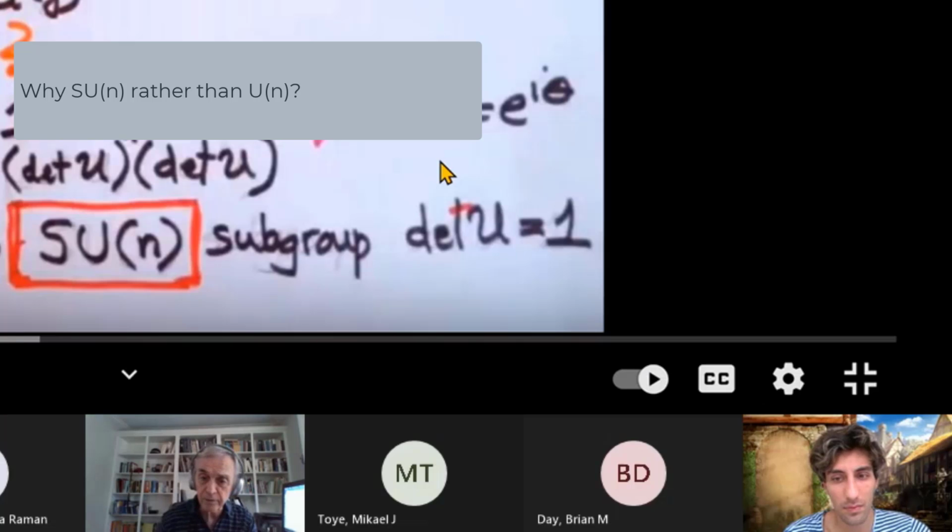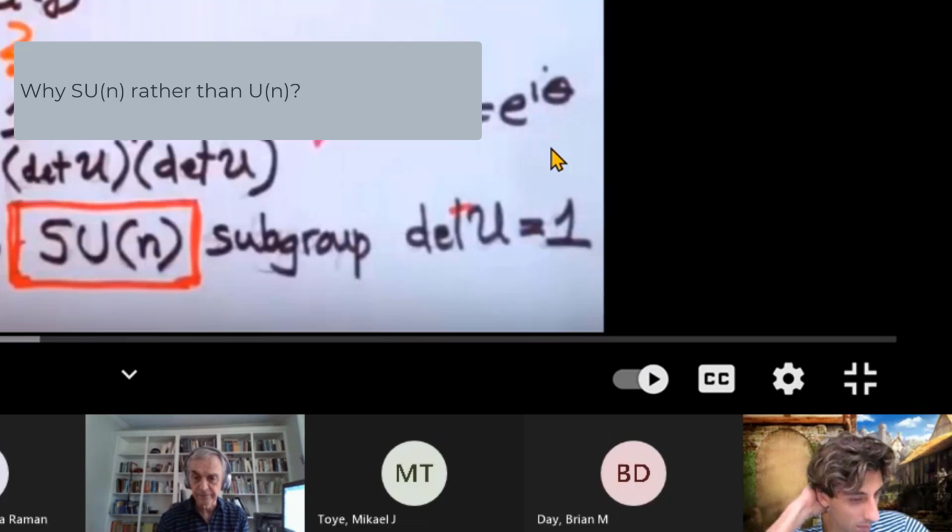When you go to unitary groups, the statement is not as dramatic, but it just says that a unitary matrix can have any phase, and I can always construct from that matrix a special unitary matrix where I divide by this phase and guarantee that the determinant is 1. So that's the difference between unitary and special unitary.